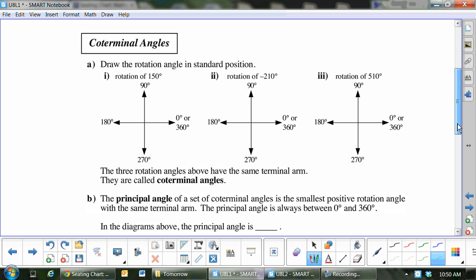Coterminal. Now, first of all, terminal is not a very nice word. You never want a sentence with terminal in it when someone describes you or anyone you know.